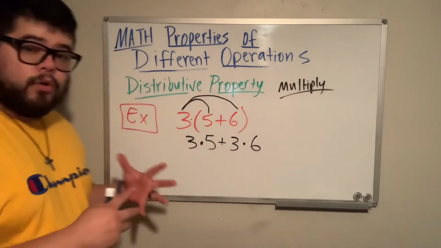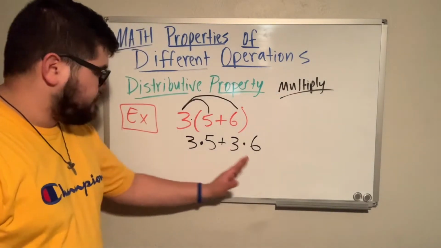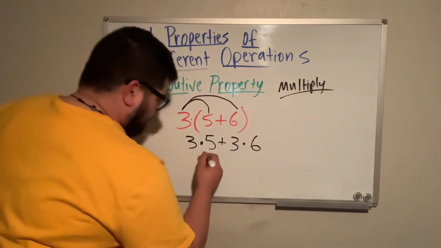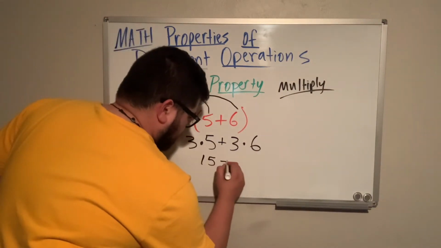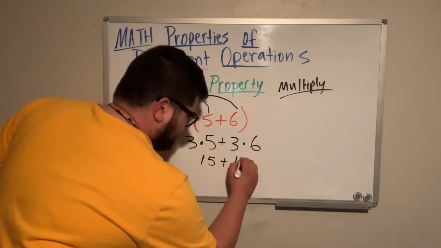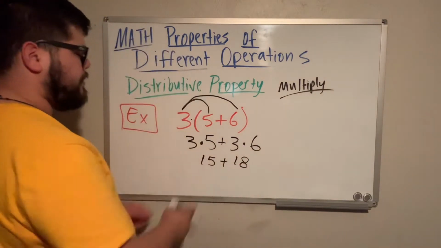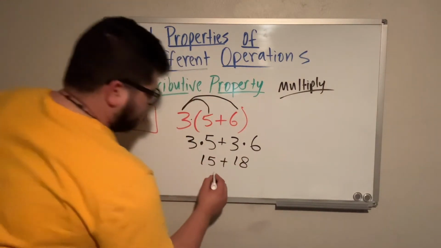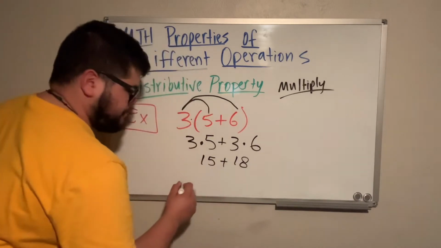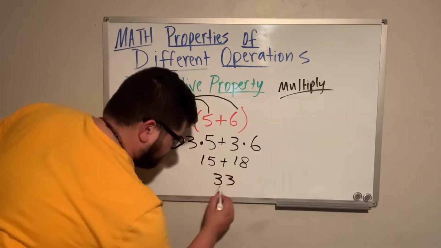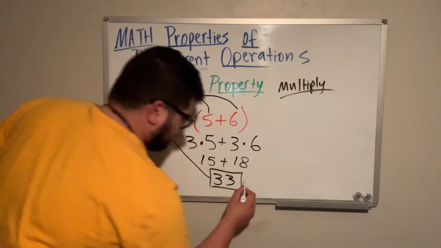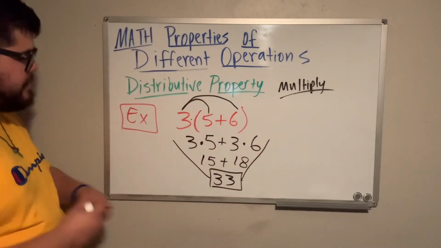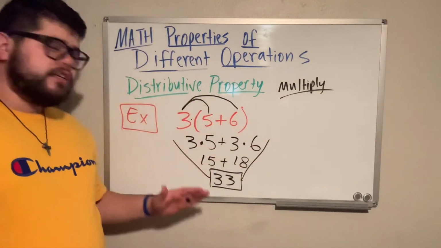Now, by the order of operations, we do multiplication first. 3 times 5, we get 15. Plus 3 times 6, we get 18. Add these together, 15 plus 18, we're going to get 33. We can box it, because this is a numerical expression and we simplify. There are no equal signs. So we got 33.